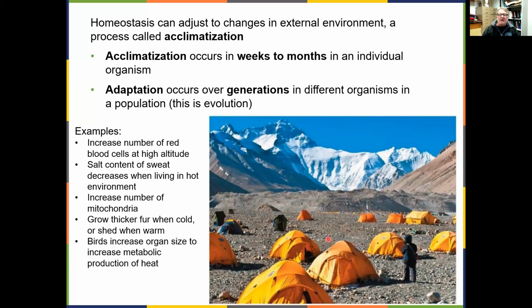And so as you go to the base camp, initially you're very short of breath all the time. But over a period of a week or so, your blood cells actually start increasing in number. So you have greater oxygen carrying capability. You also start increasing the number of mitochondria, making it more efficient to produce ATP. We become much more efficient at transporting oxygen.